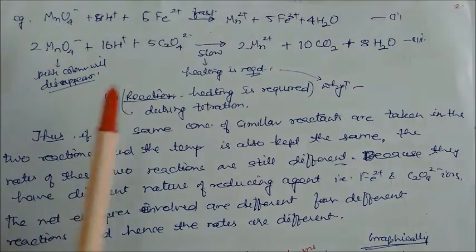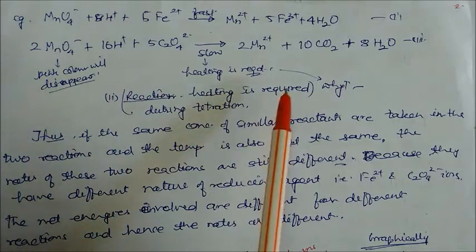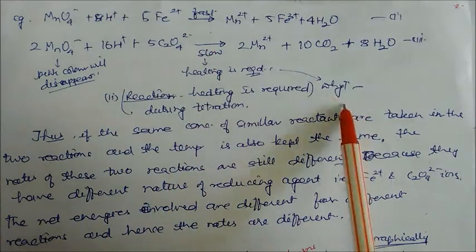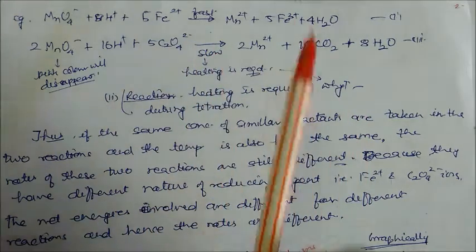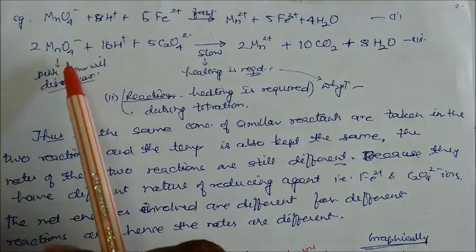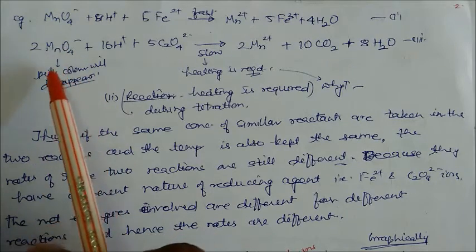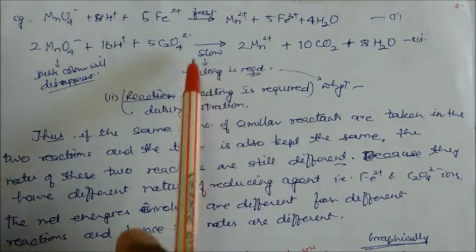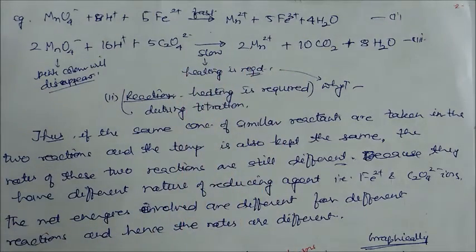So again, what happens? In reaction 2, heating is required, because during the titration, the reaction is slow, and the pink color of the permanganate will disappear very slowly. After heating it becomes faster, otherwise it will be a slow reaction. So these are some examples.